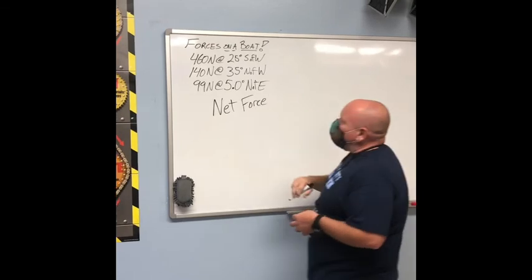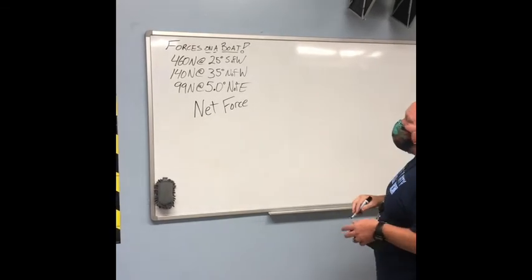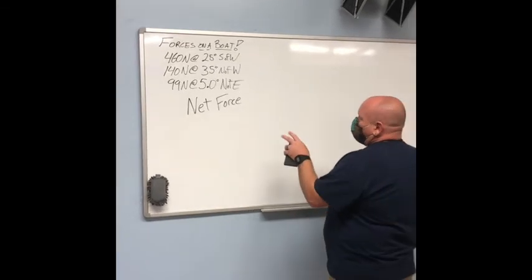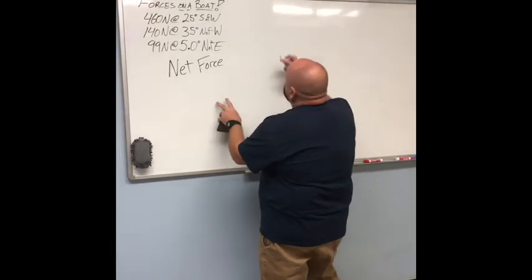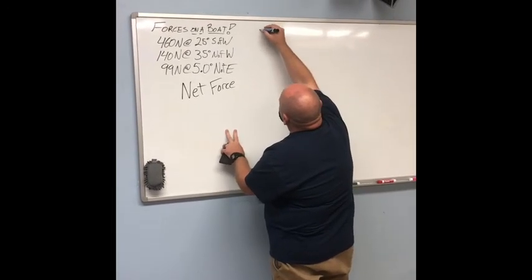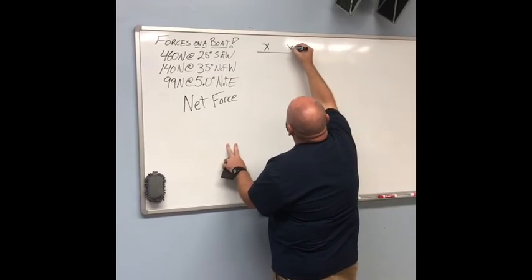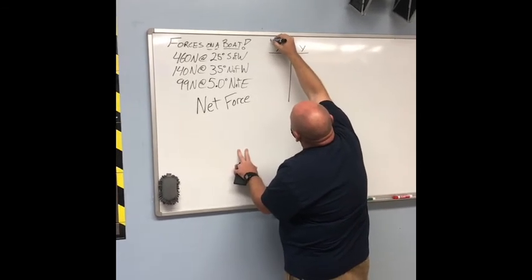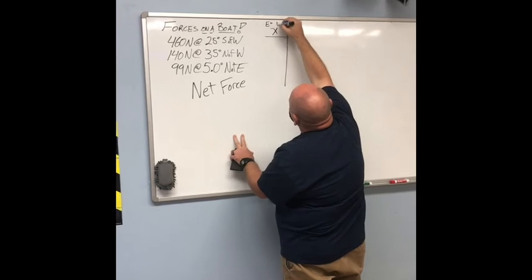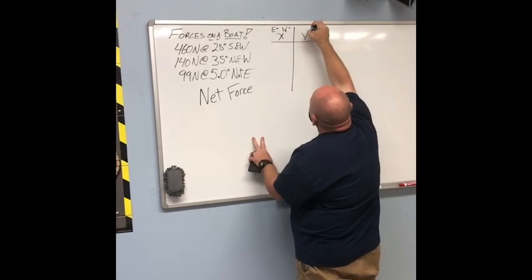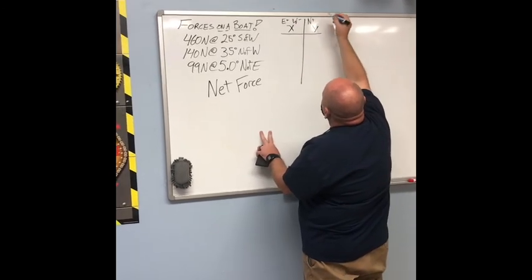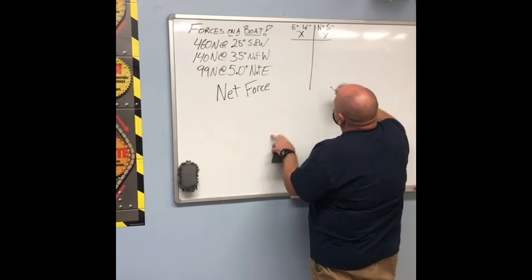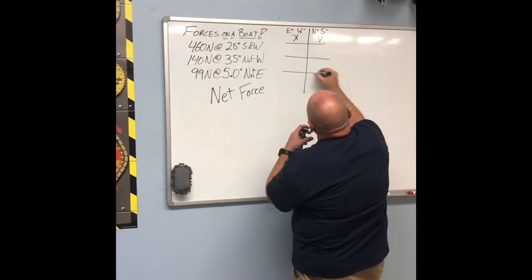So force is a vector, so I need magnitude and I need direction, okay? So the first thing I'm going to do is set up a little table for my x and my y components. And remember, x is east, positive, west, negative. For y, north, I'm going to call that positive, and south, negative, okay?